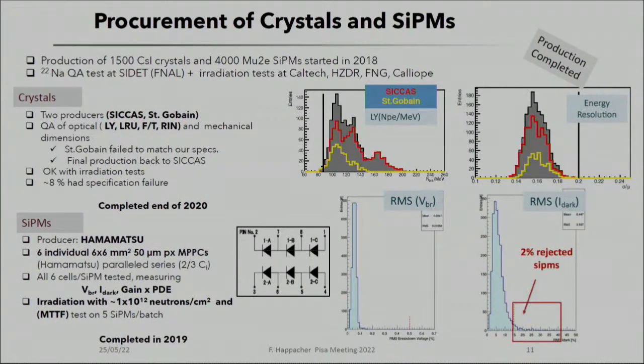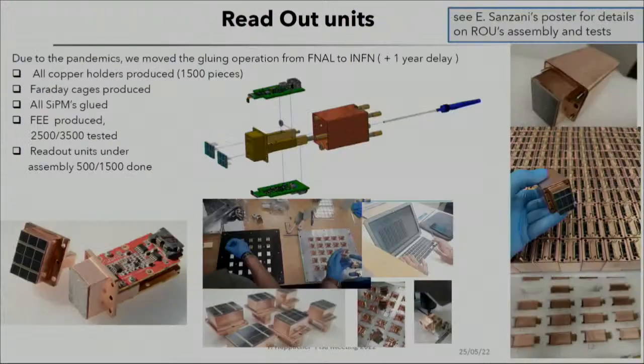The CPMs are custom-made Hamamatsu CPMs, with six individual cells connected as in this sketch. Also for the CPMs, we measure breakdown voltage, dark current, and the gain. And we also have irradiated them, sampling five CPMs per batch. And these are also the results of the tests. So we rejected a very, very small number of photosensors. So with the photosensors in our hands, we could assemble this delicate part of the calorimeter.